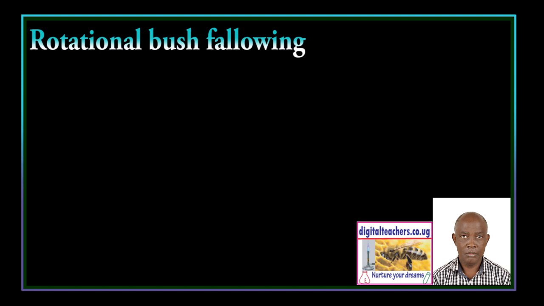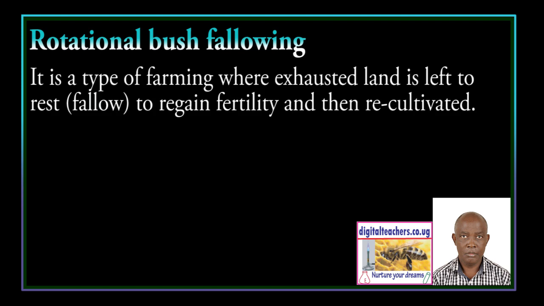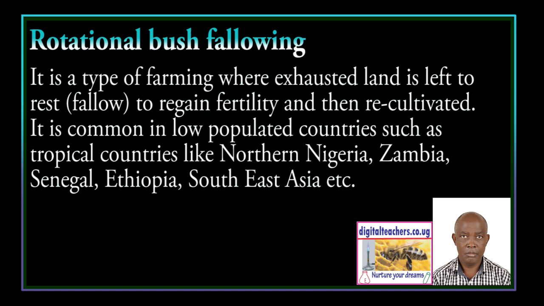Bush fallowing. It is a type of farming where exhausted land is left to rest, fallow, to regain fertility, and then recultivated. It is common in low-populated countries such as tropical countries like northern Nigeria, Zambia, Senegal, Ethiopia, Southeast Asia, and so on.